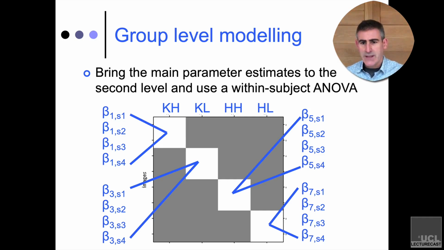So the reason that those are the odd numbers is because in between are the temporal derivatives, right? So beta 2 would be, for instance, the high familiarity kanji's temporal derivative. And I don't really care about temporal derivatives, so it had a 0 value in the contrast. I'm not going to bring it up to a group level analysis.